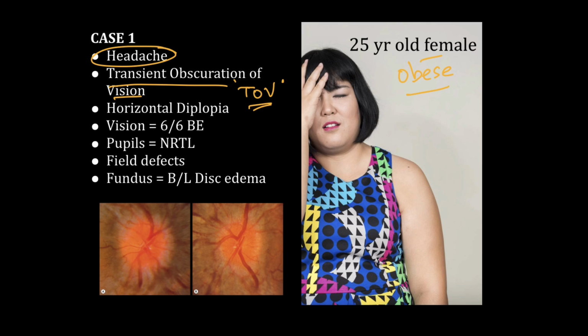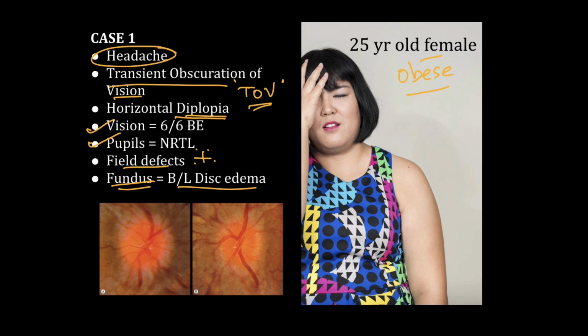And she also gives a history of diplopia, a horizontal double vision. But her vision is normal, her pupils are reacting well to light, and she has some specific field defects, which we will come back to later. When I see the fundus for this patient, there is a bilateral disc edema.